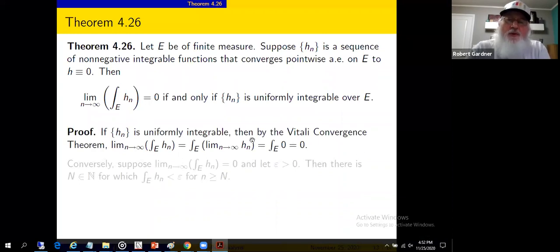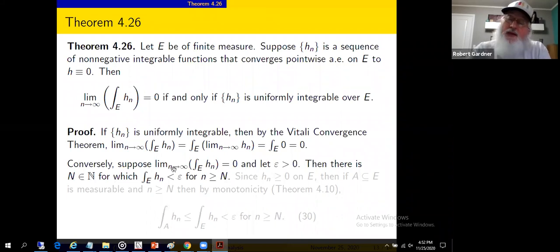If we have uniform integrability, Vitali's convergence theorem tells you the limit of the integrals is the integral of the limit, and we said pointwise this converges to the function that's identically 0 on set E. So integrate the 0 function, get 0 out, there's that first half. For the converse, we need to suppose the limit of the integrals of the h sub n's is 0. Then we need to show we have the uniform integrability. So let epsilon be greater than 0. We go looking for deltas to get the uniform integrability.